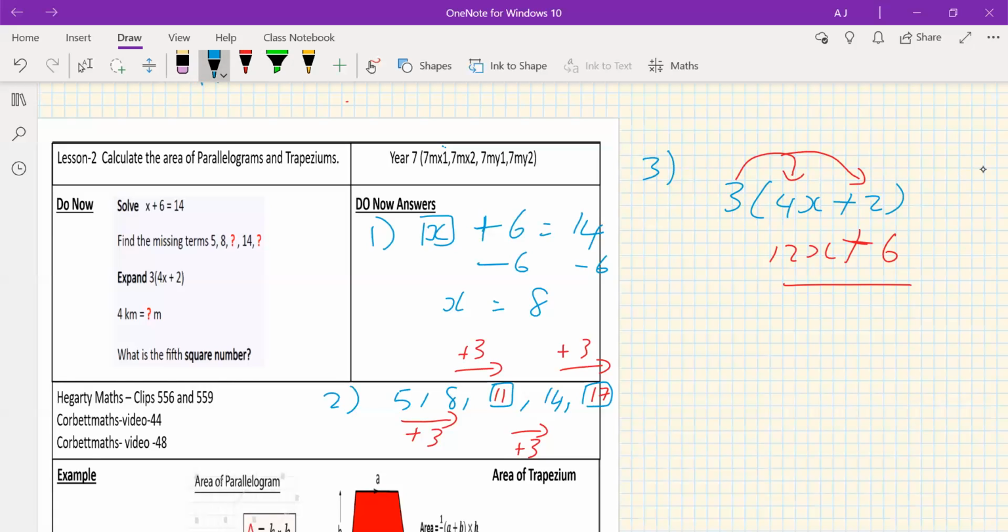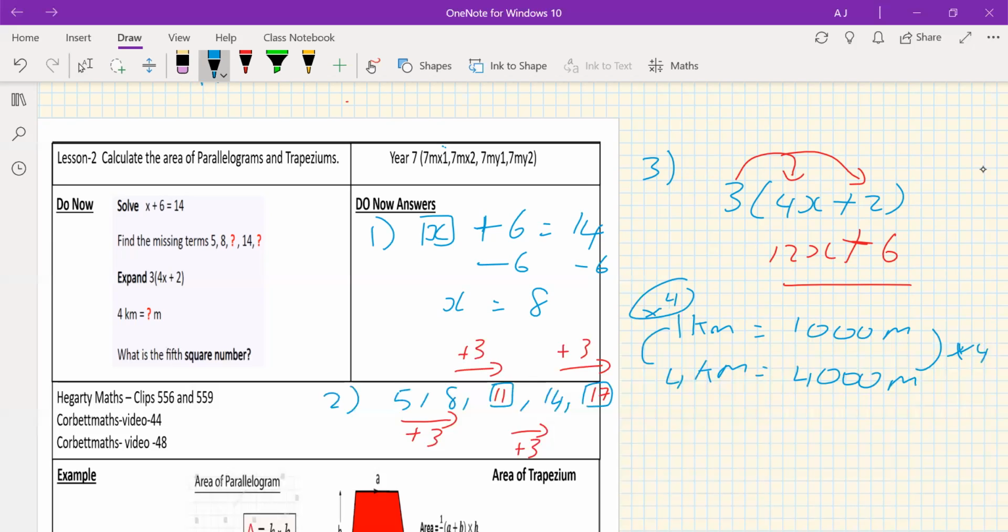Question number 4 is: 4 kilometers is equal to how many meters? We already learned in school, 1 kilometer is equal to 1,000 meters. So what is 4 kilometers? You can see that it's times by 4. So we need to times by 4 here. 1,000 times 4, the answer will be 4,000 meters.